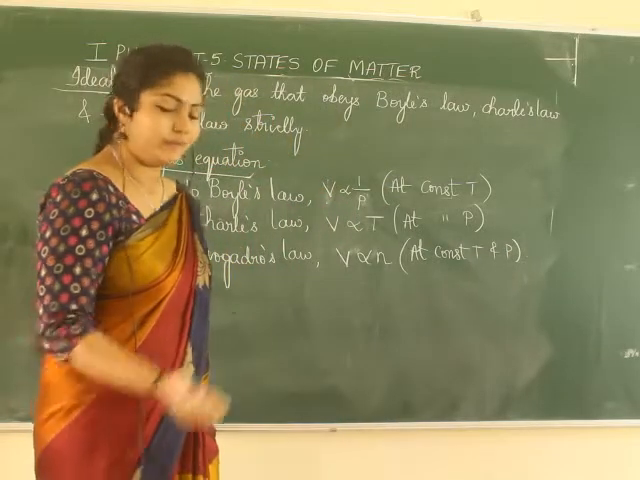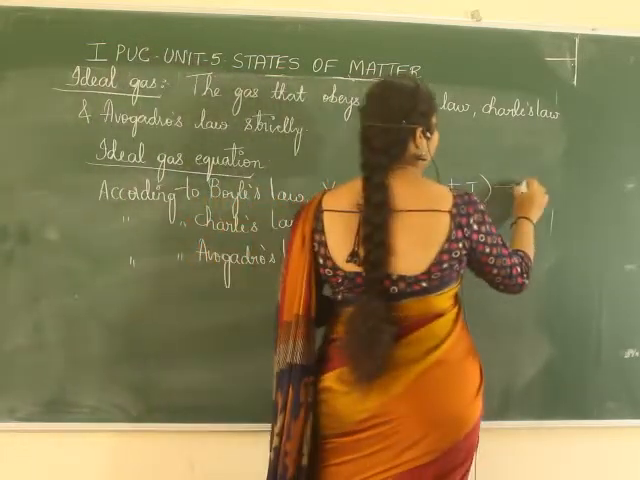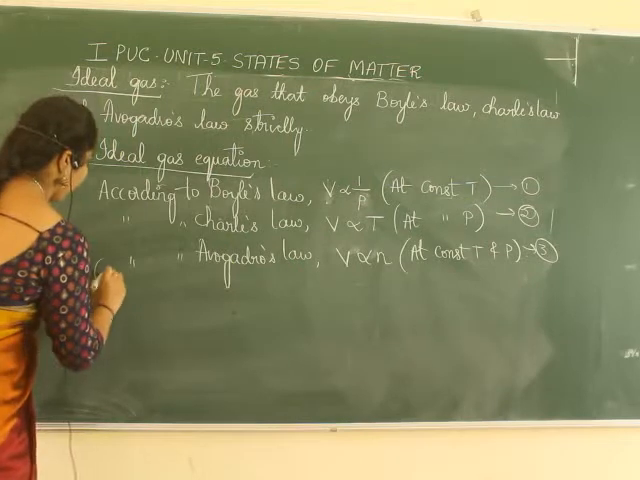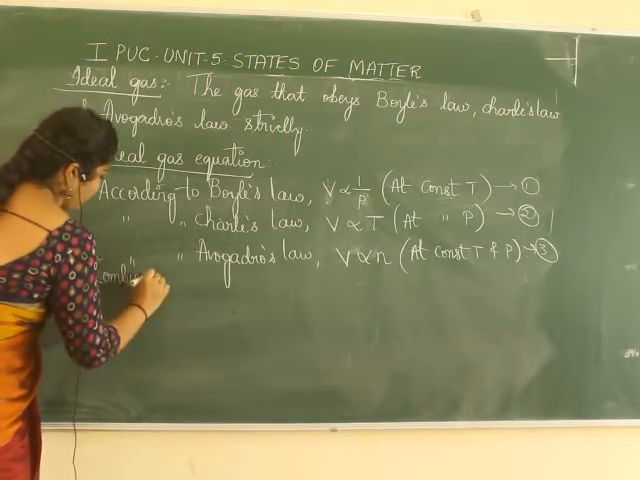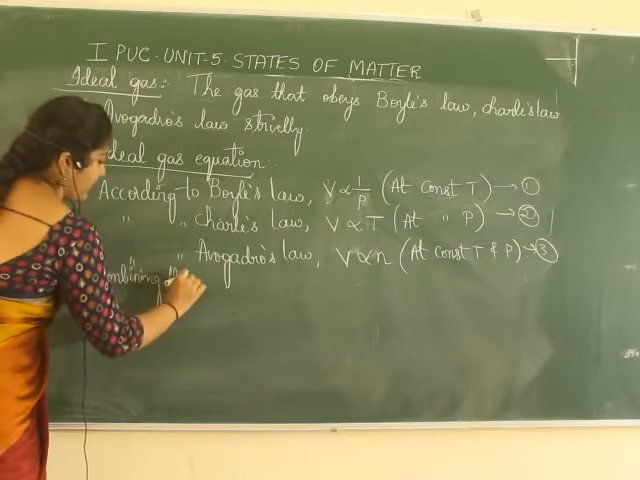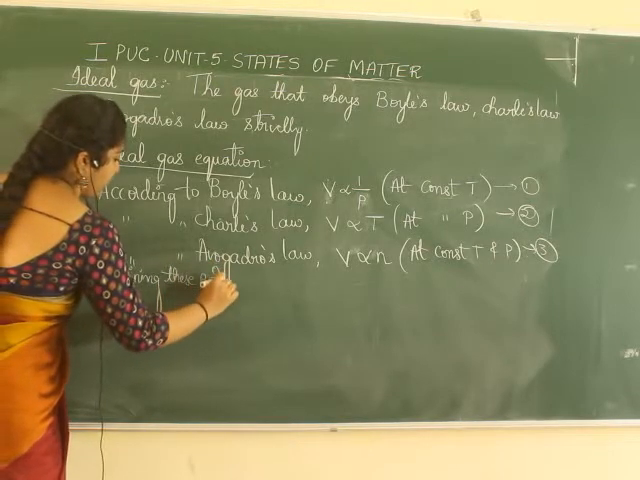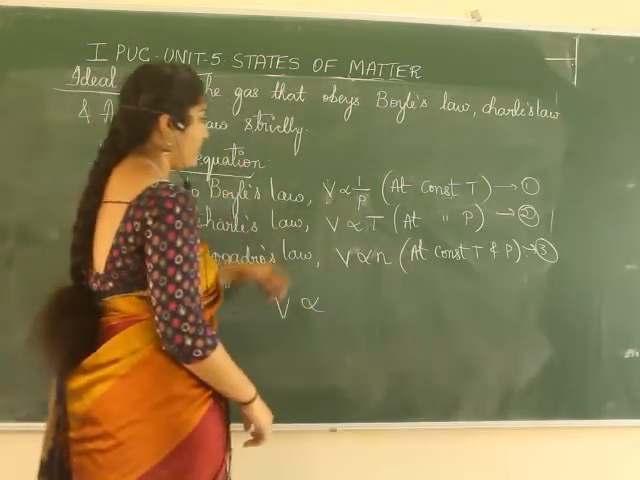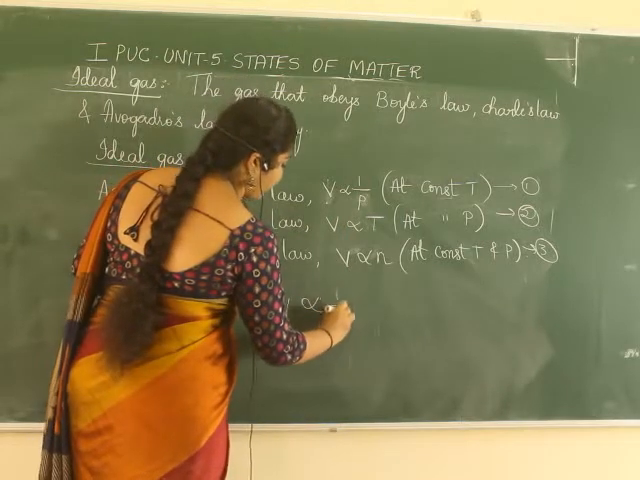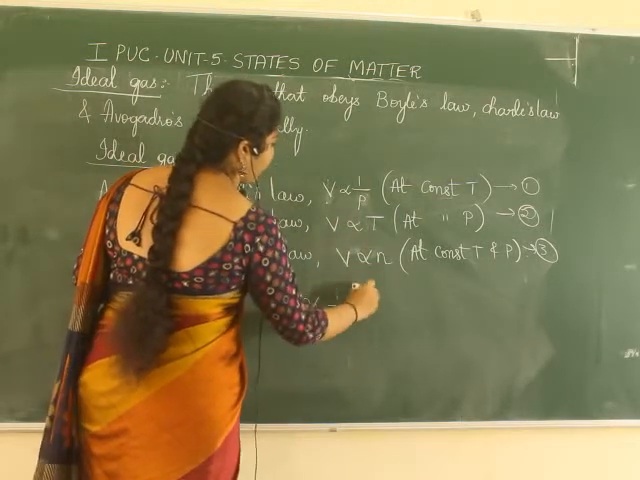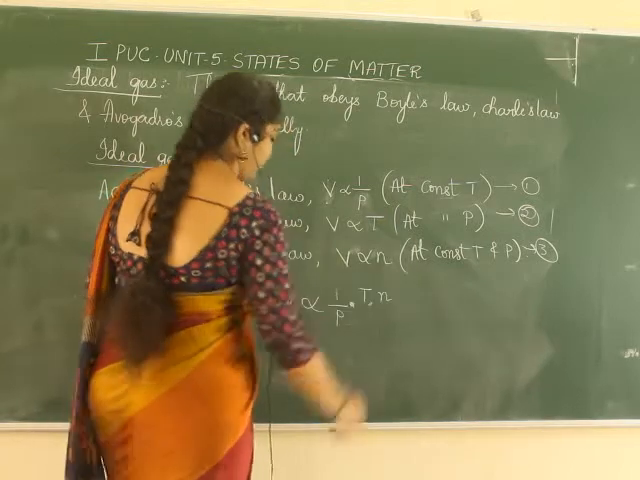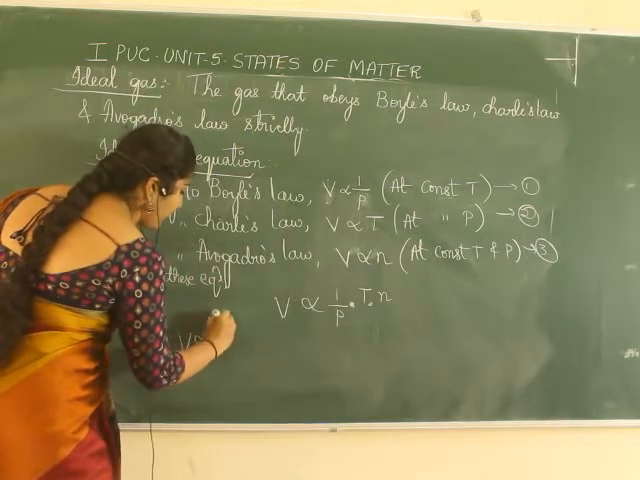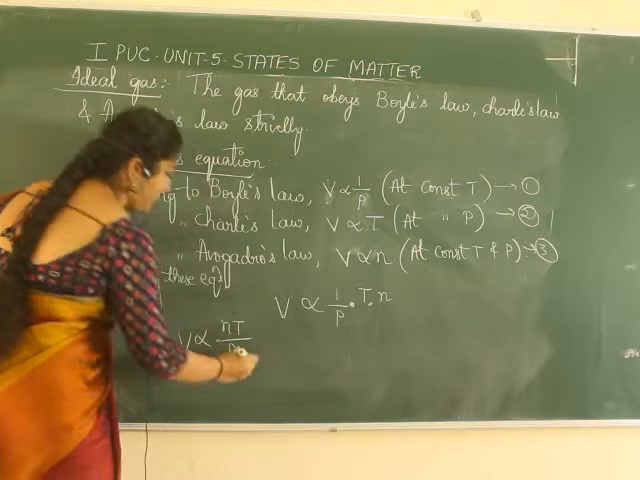These things are clear to you? Now, combining these equations, see, volume is common, no? Volume directly proportional to 1 by P into T into N. I have combined all these three equations. So how should I write? V directly proportional to N T by P, right?